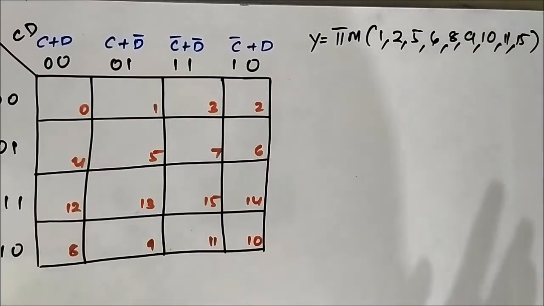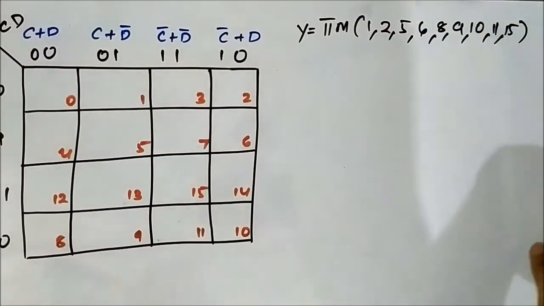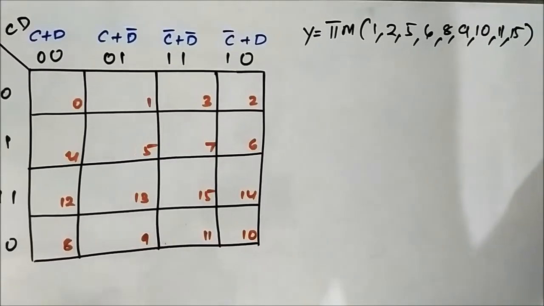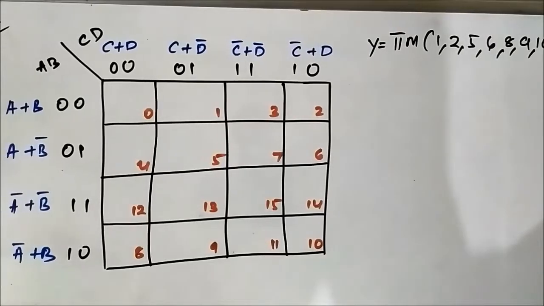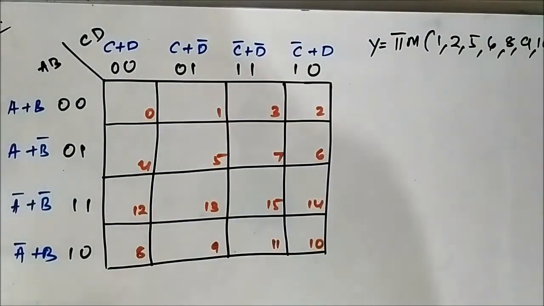So this is the fifth question related to POS K-map simplification. Again, this is the POS expression given in terms of max term values. The max term values are 1, 2, 5, 6, 8, 9, 10, 11 and 15. So we have the format of the POS K-map with us, so directly we'll mark the respective cells which are given in the max term values.